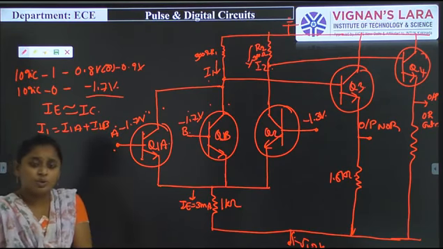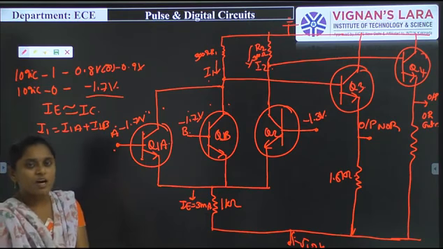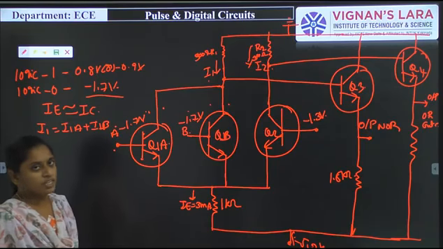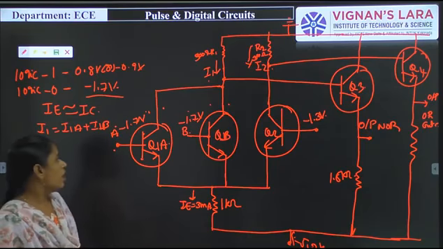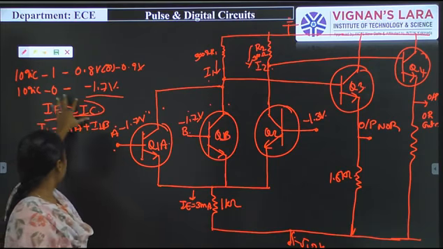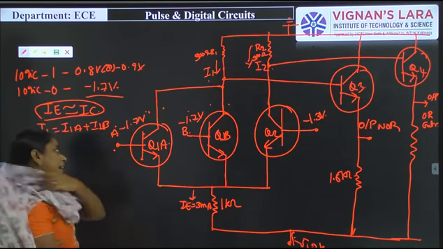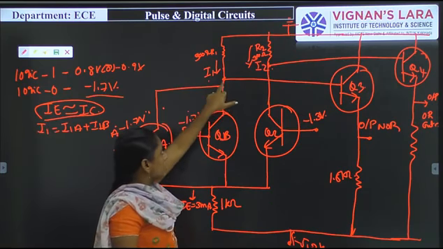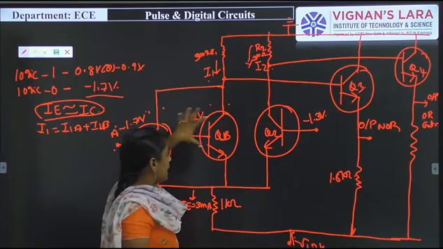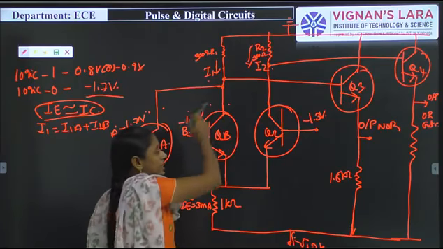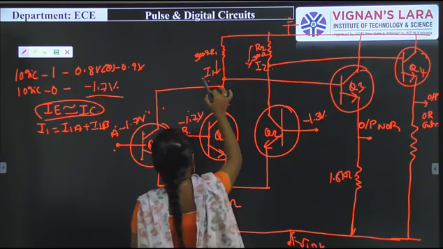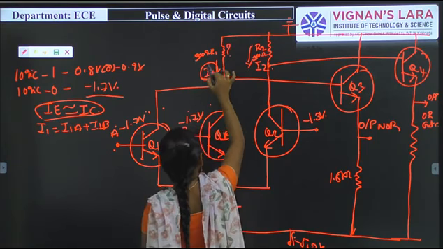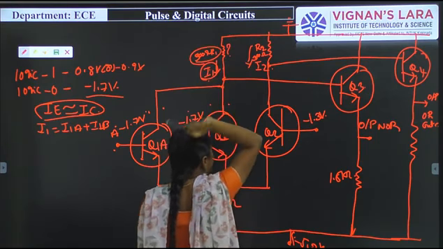Whenever transistor Q2 is in on condition, this 3 milliampere current will flow on the IC side. Why? Because when a transistor is on, IC is equal to IE. At that time, the current here will be 0 milliamperes, because both transistors are off. That's why the collector current will be 0. When I1 is 0, there is no drop at the resistor, that is 0 into 300 ohms.